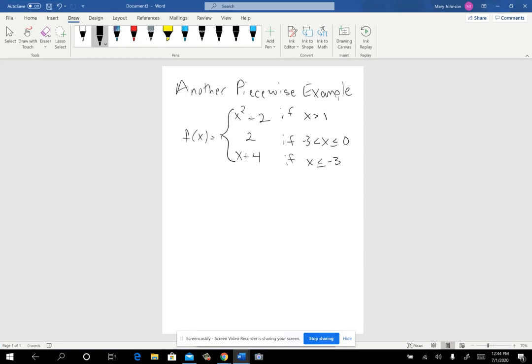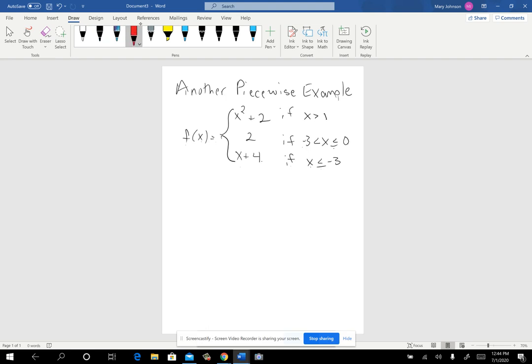All right, so in this video, I'm going to look at another piecewise example. And so if you had this function, f of x equals x squared plus 2 if x is greater than 1, f of x, which remember is y, will equal 2 if x is between -3 and 0, including the 0, and f of x equals x plus 4 if x is less than or equal to -3.